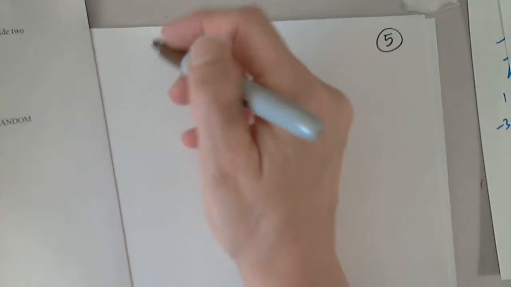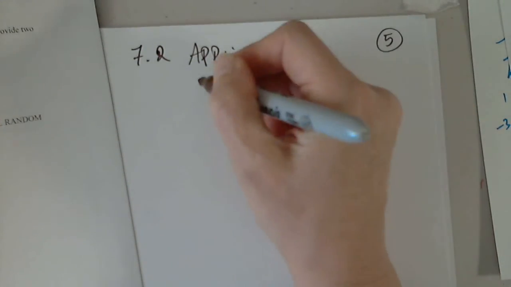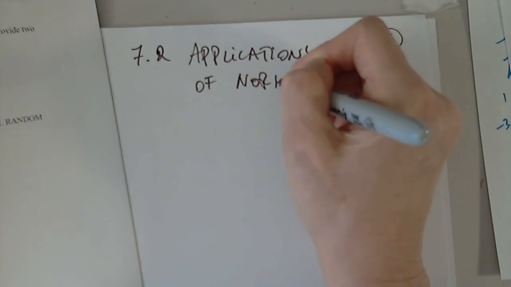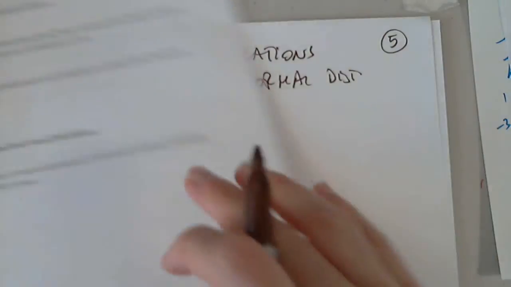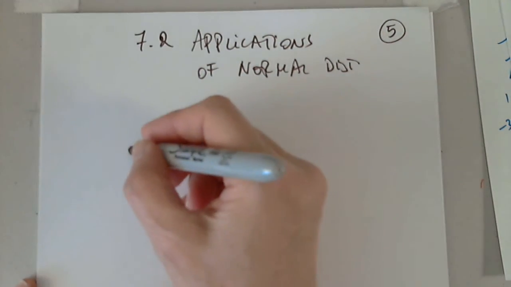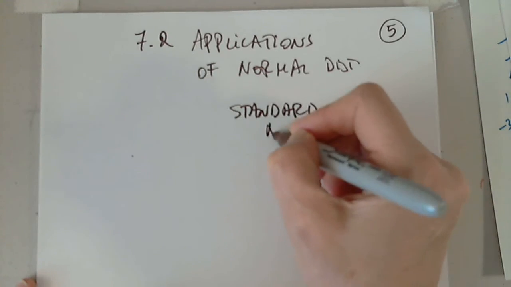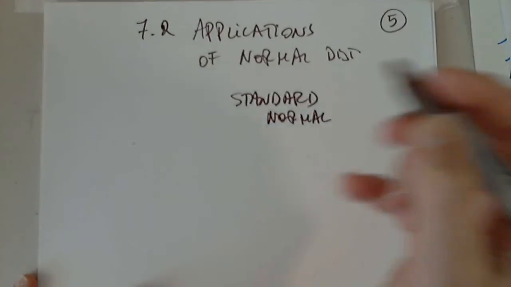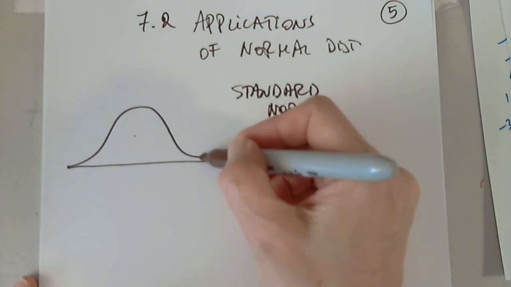Sorry, I'm right here. So we're starting 7.2, which is applications of normal distribution. And there is nothing new here. I just want to graph it again and just remind you of the standard normal. Nothing new. I just already graphed this. I didn't wait till this point.